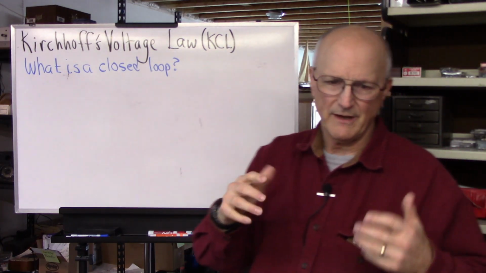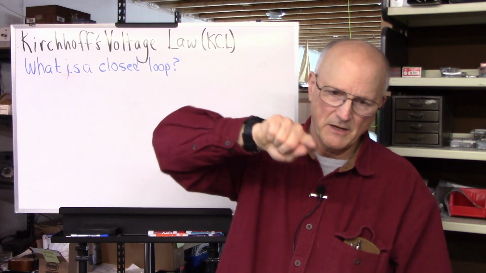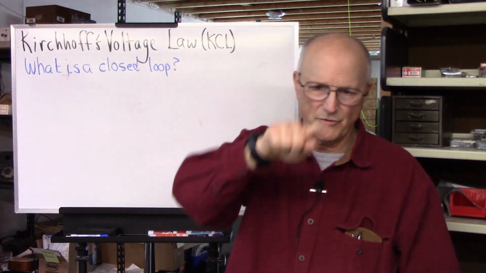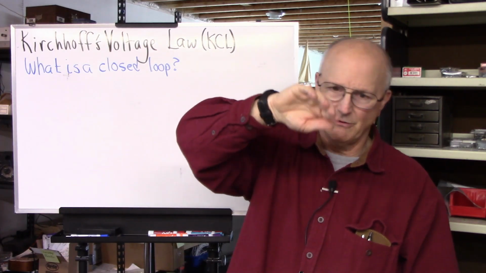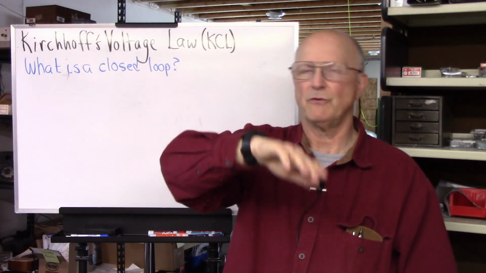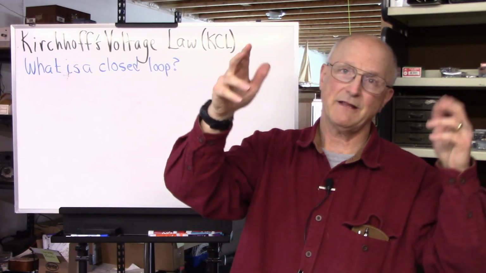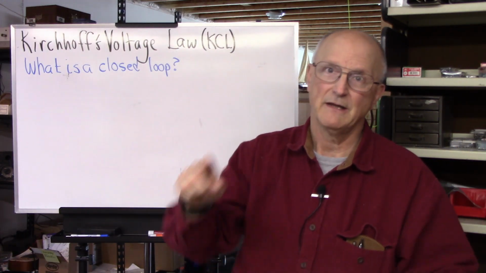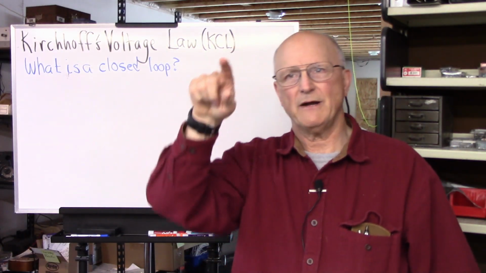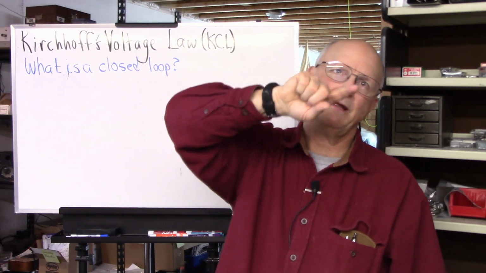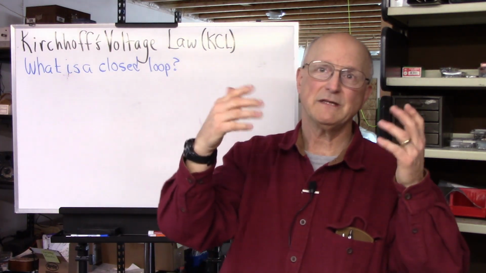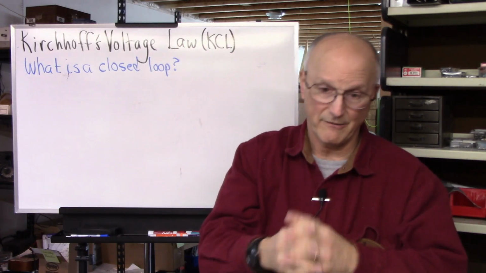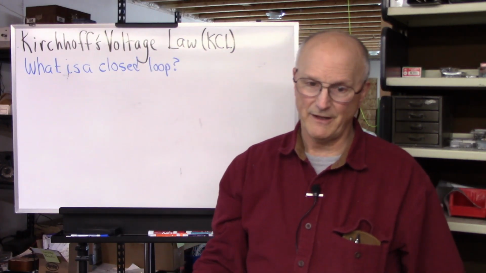If we consider a circuit and travel clockwise around the loop, as we move from one point to the next, if the voltage goes from a less positive level to a more positive level, then we say that the voltage is positive. If, as we're traveling around clockwise, we're going from a more positive level to a less positive level, then we say that the voltage across that component is negative.